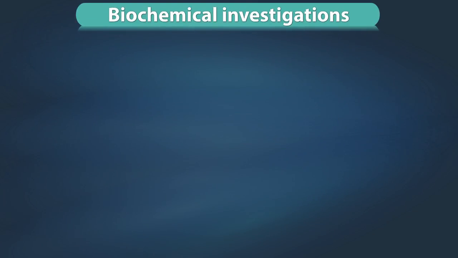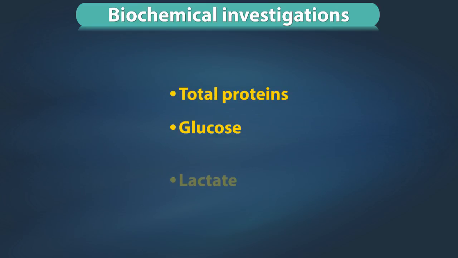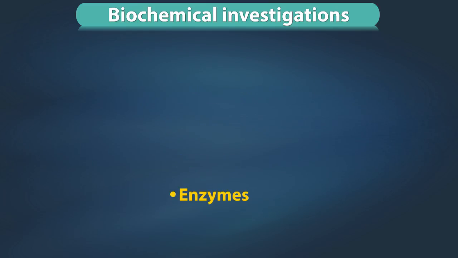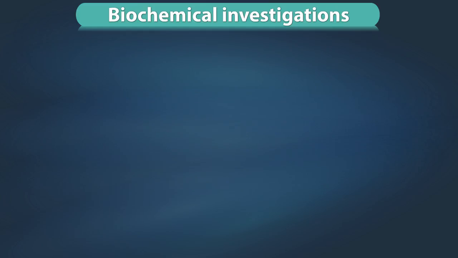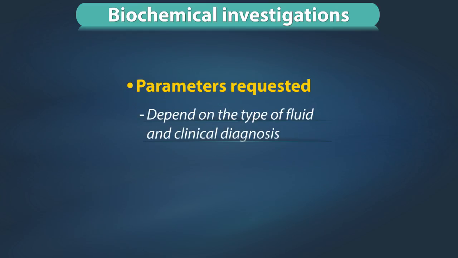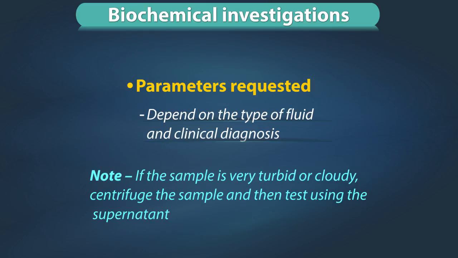process. Biochemical investigations usually include total protein levels, glucose, lactate, and enzymes like lactate dehydrogenase, adenosine deaminase, amylase, etc. The parameters requested will depend on the type of fluid and provisional clinical diagnosis. Note, if the sample is very turbid or cloudy, centrifuge the sample and then test using the supernatant.